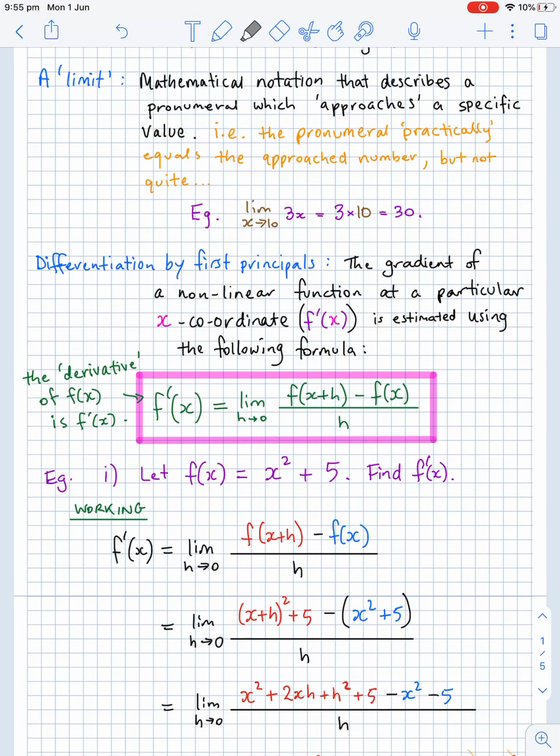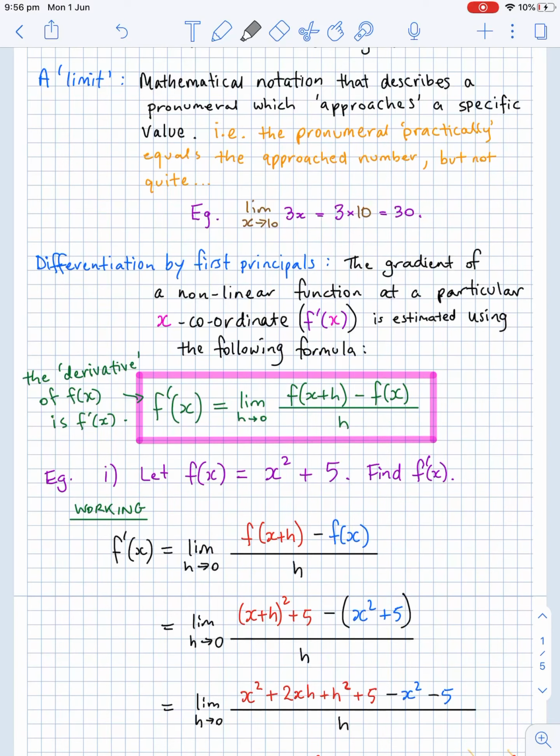Differentiation by first principles. So the gradient of a nonlinear function at a particular x coordinate. This formula we've got down here will tell us the gradient for a function at a particular x coordinate, and the notation looks like this. This is what I call the derivative, and that comes from the word differentiate. The derivative of f of x, or f dash of x, is estimated using this formula.